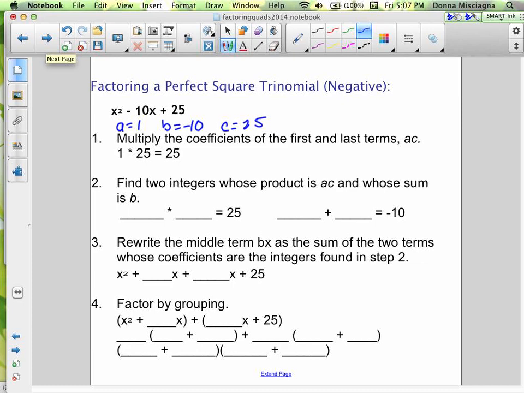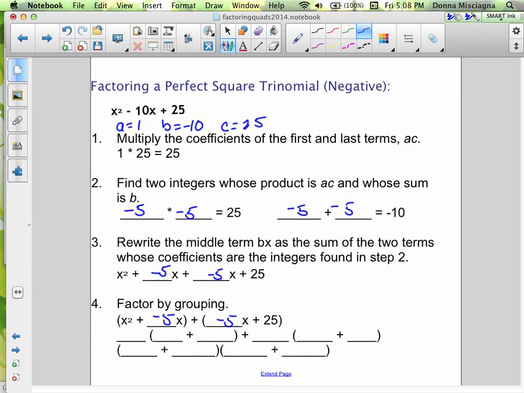Well, I hope you realize that 25 is a perfect square. 5 times 5 is 25, but 5 plus 5 is not negative 10. However, negative 5 times negative 5 is also 25, and negative 5 plus negative 5 is negative 10. So we're going to replace that negative 10x with a negative 5x and a negative 5x. The first two are a group, the second two are a group.